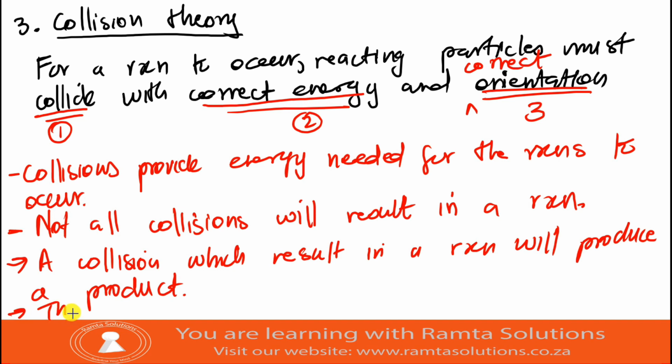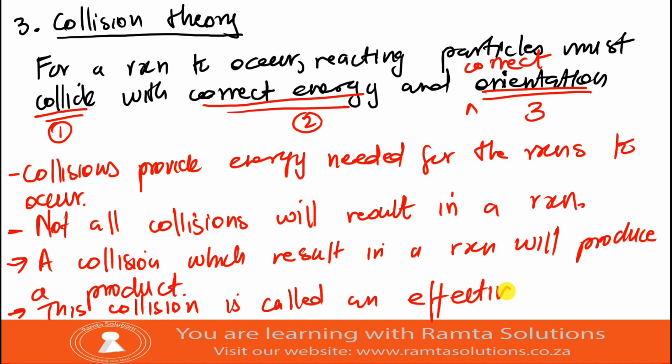This collision is called an effective collision. Which collision? That collision that results in a reaction that will produce a product, we call it an effective collision.